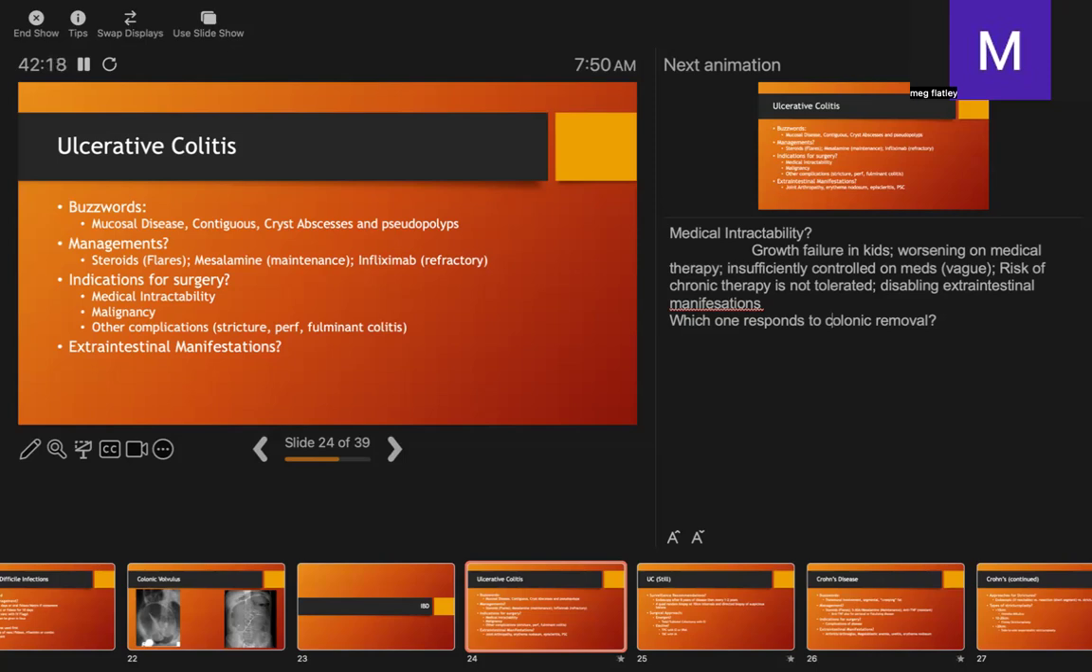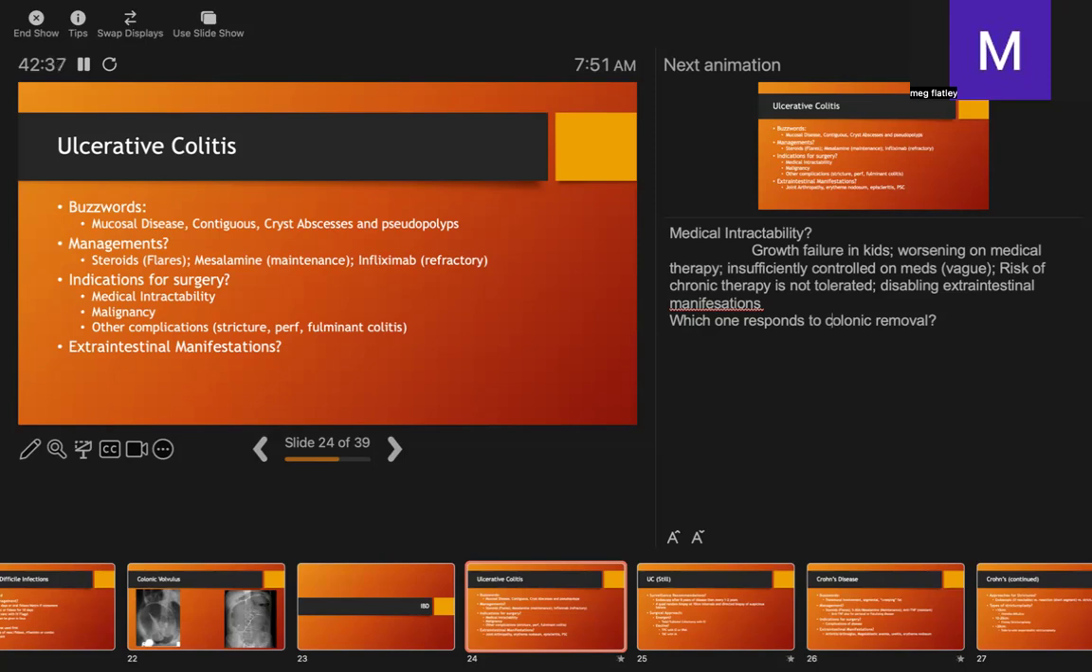For adults, it's going to be just worsening on their maintenance therapy. It's not getting better. They're still having symptoms or they're not going away or improving. And if they have disabling extraintestinal manifestations. So what are those extraintestinal manifestations?